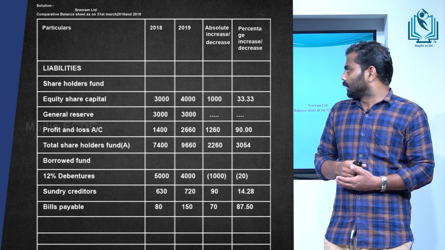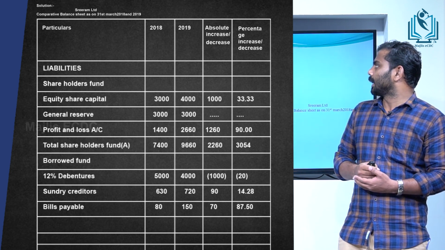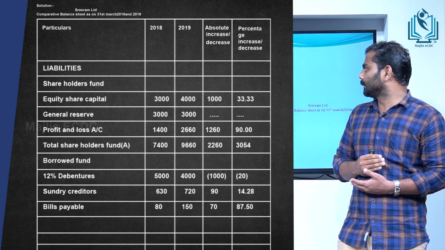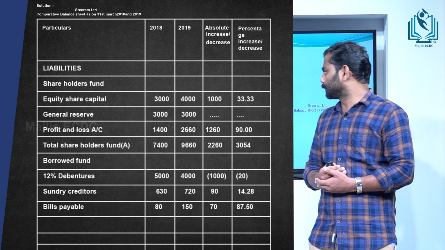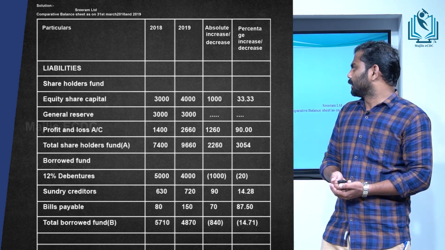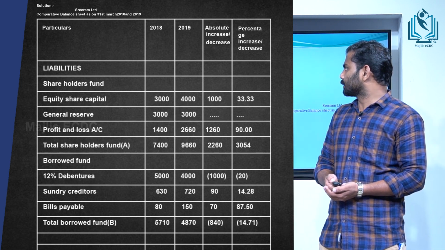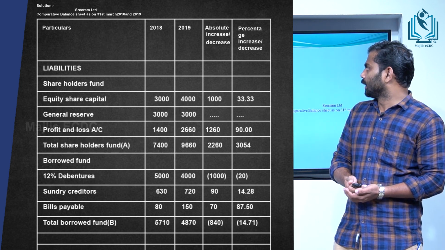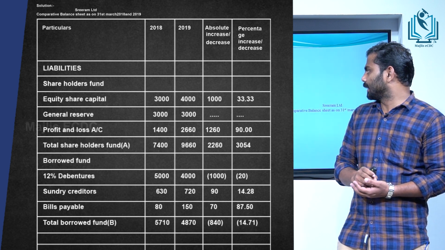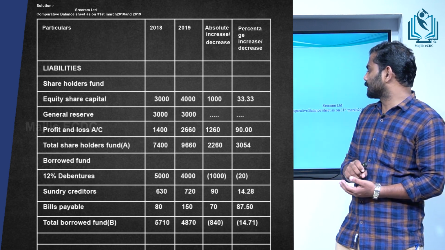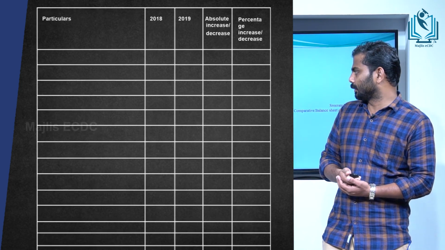And bills payable 2018 rupees 80 and 2019 rupees 150. Absolute increase is rupees 70 and the percentage of increase is 87.5%. Okay, total borrowed fund is in 2018 rupees 5,710 and 2019 4,870. The absolute decrease in borrowed fund is rupees 840 and the percentage is 14.71%. The next, the asset side of the given balance sheet.